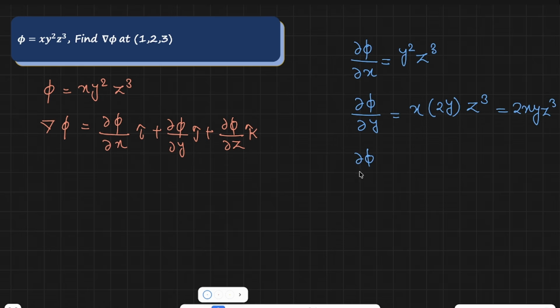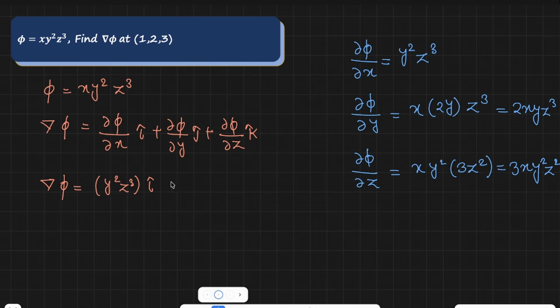Similarly, the partial derivative of phi with respect to z is x as it is, y square as it is, and z cube gives 3z square. So it is nothing but 3xy square z square. Now I'll put the values back into this formula. That is y square z cube i cap, then 2xy z cube j cap plus 3xy square z square k cap.